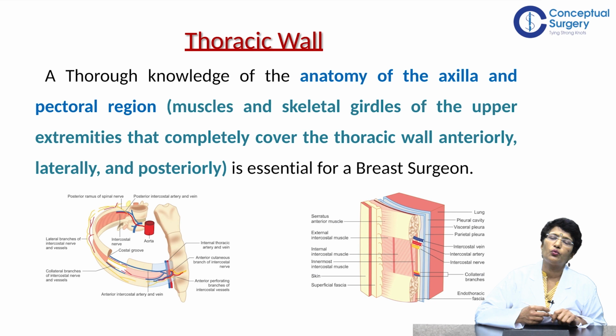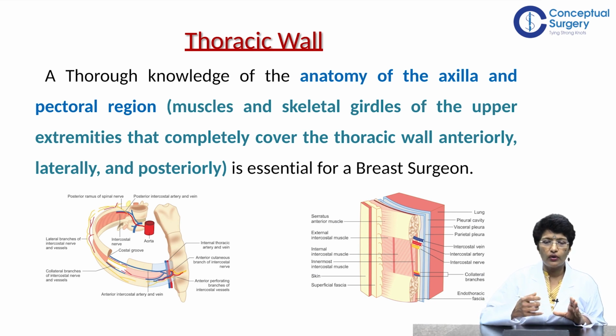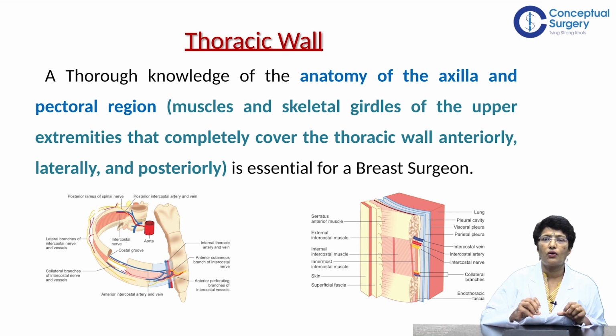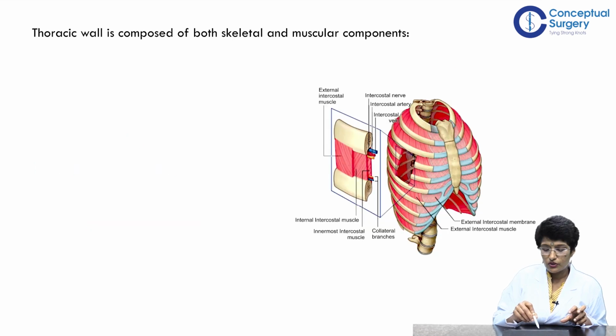So now let's come back to what the breast surgeon needs to know. This entire area of the thorax needs to be well understood, just so that you understand which are the muscles that you need to be aware of, what is the blood supply, the nerve supply, and the lymphatic drainage, because all this is of consequence to a breast surgeon and in the interest of the patient. So you must know the muscles and the skeletal girdles that cover the thoracic wall. To some extent, I would not say you need to put too much emphasis on all the bits, but some bits, yes, you must.